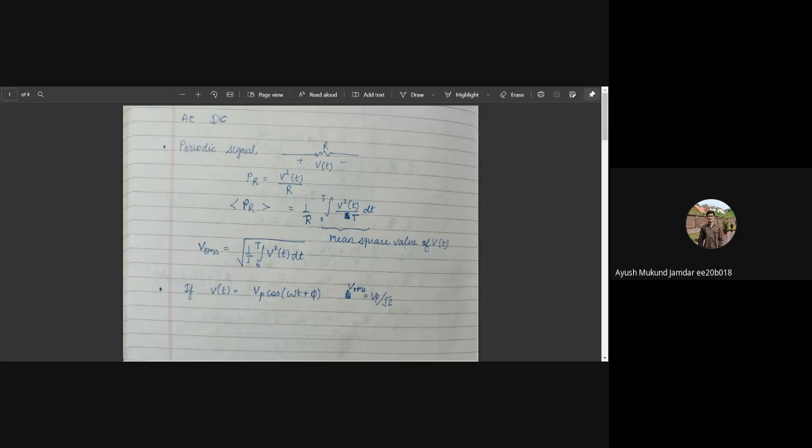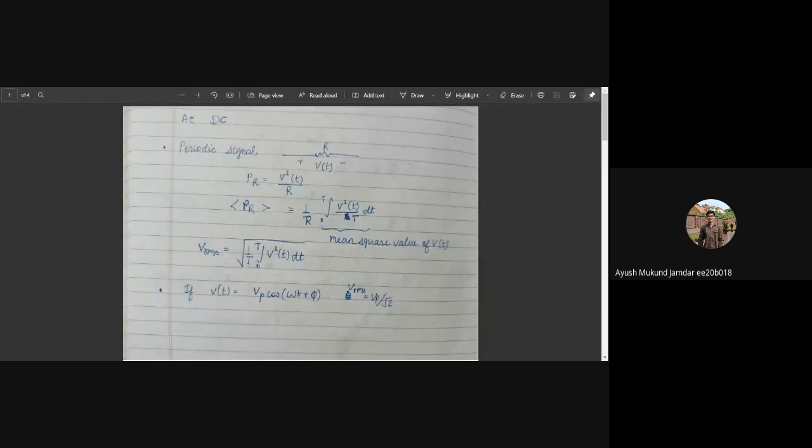This video is for discussing power analysis in circuits and networks. So we have a resistor with a potential V(t) across it, and simply the power delivered to the resistor is V squared of t by R.